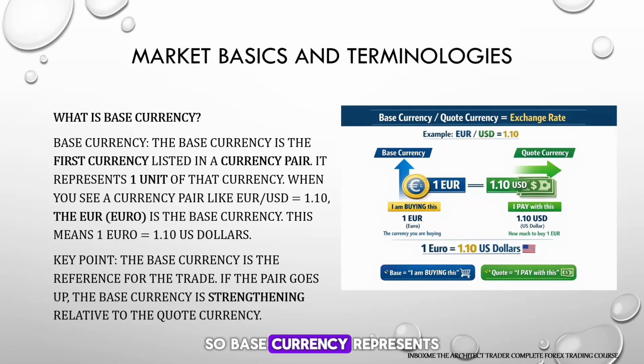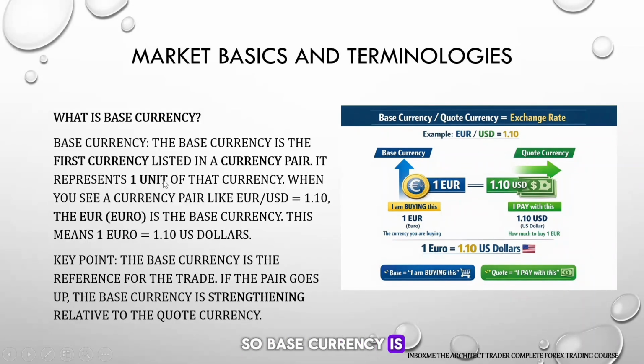So base currency represents one unit of that currency. That's what a base currency actually represents. Now, when you see a currency pair like Euro USD equals 1.10, the euro, which is the base currency, means 1 euro is equal to 1.10 US dollars. Remember, in the second definition, it says it represents 1 unit of that currency.